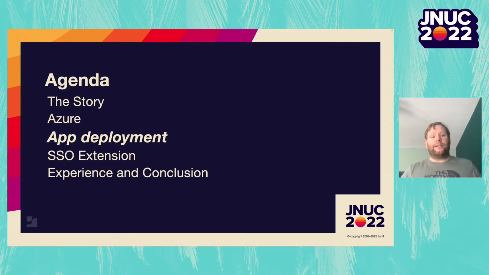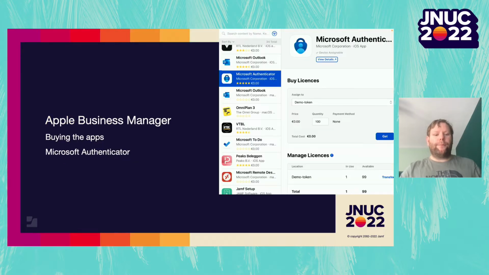Once we've got this sorted, we need to have a look at the applications that we're going to need to deploy within Jamf Pro. The app deployment starts in Apple Business Manager or Apple School Manager. It doesn't really matter which of the two you use. For this example, I stuck with Apple Business Manager, but the two are interchangeable for the step that we're going to do today.